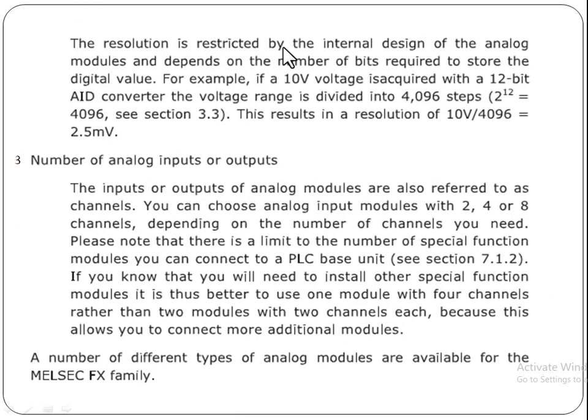The resolution is restricted by the internal design of the analog modules and depends on the number of bits required to store the digital value. For example, if a 10 volt voltage is acquired with a 12-bit analog to digital converter, the voltage range is divided into 4096 steps, meaning 2 raised to power 12. If we want a resolution of 10 bits, then it will be divided into 2 raised to power 10 steps. If we want a resolution of 16 bits, then it will be divided into 2 raised to power 16 steps. This results in a resolution of 10 volts divided by 4096, which means about 2.5 millivolts.